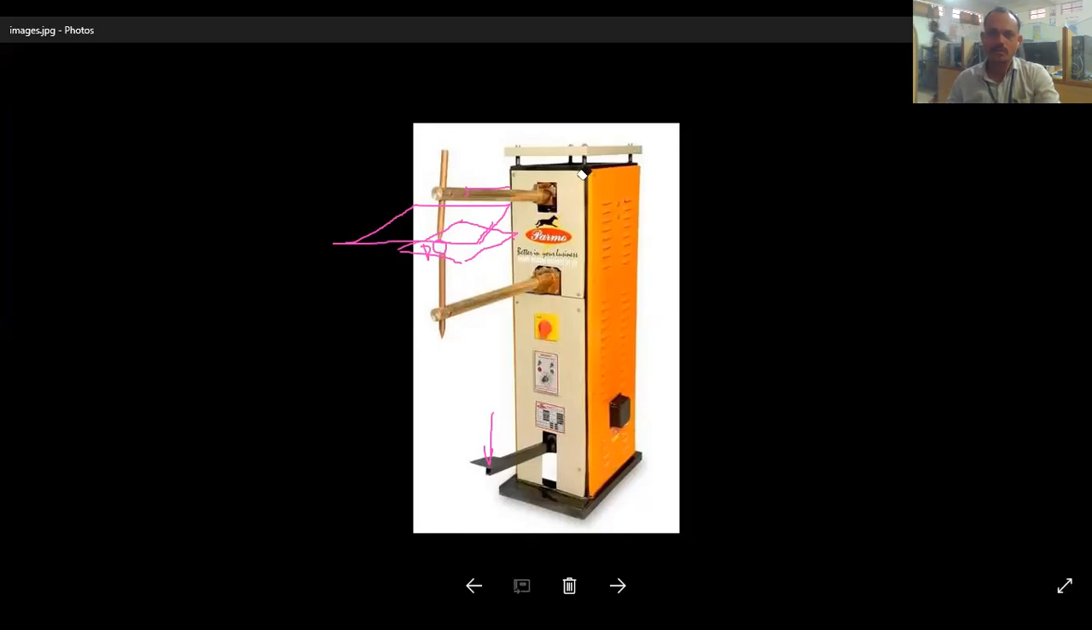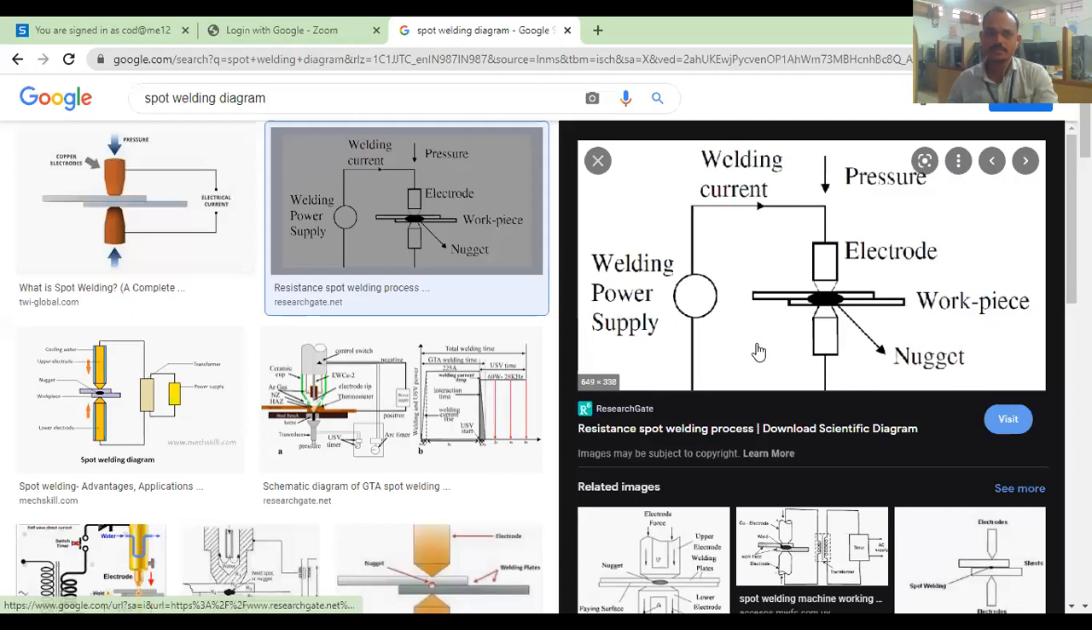Now we have, this one is the machine actually, so we can't draw this diagram. We will see another diagram for our drawing. Can you observe this? Hello, can you observe this diagram? Yes, sir.